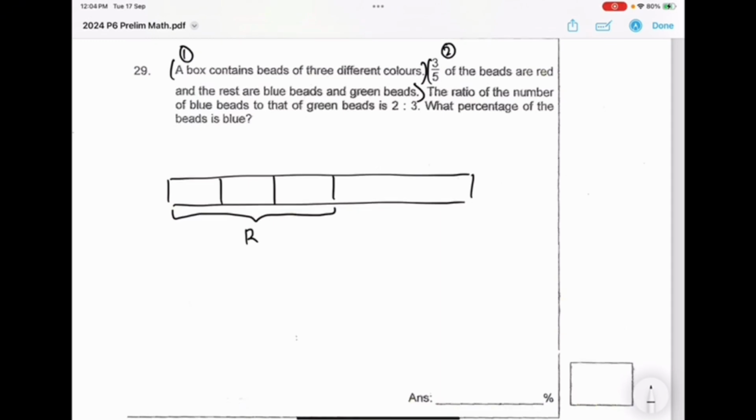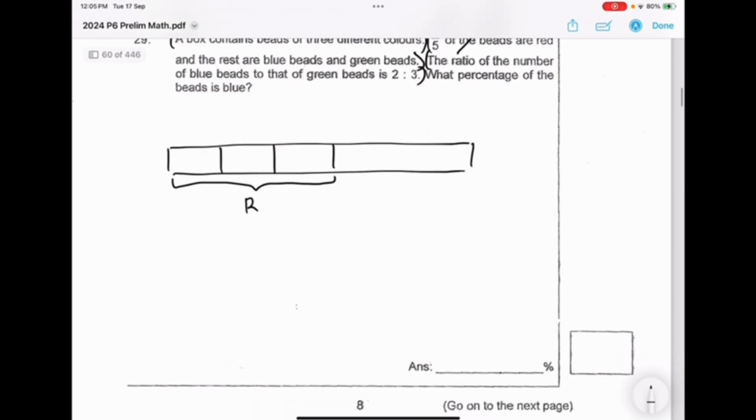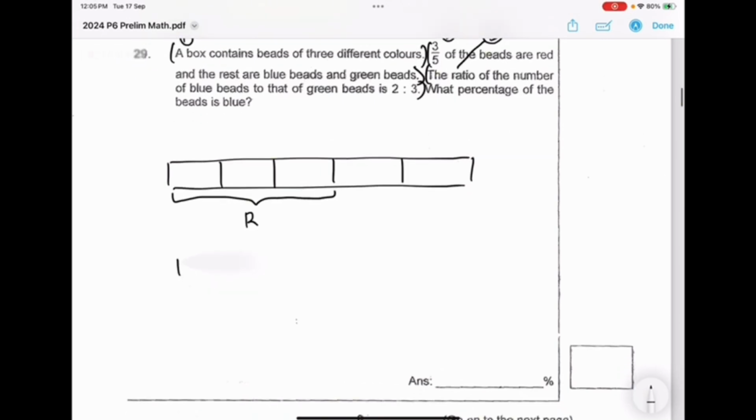Now let's look at sentence number 3. It says the ratio of the number of blue beads to that of green beads is 2:3. So I know the ratio of blue to green is 2:3. But if you notice, my model only has 2 units left.